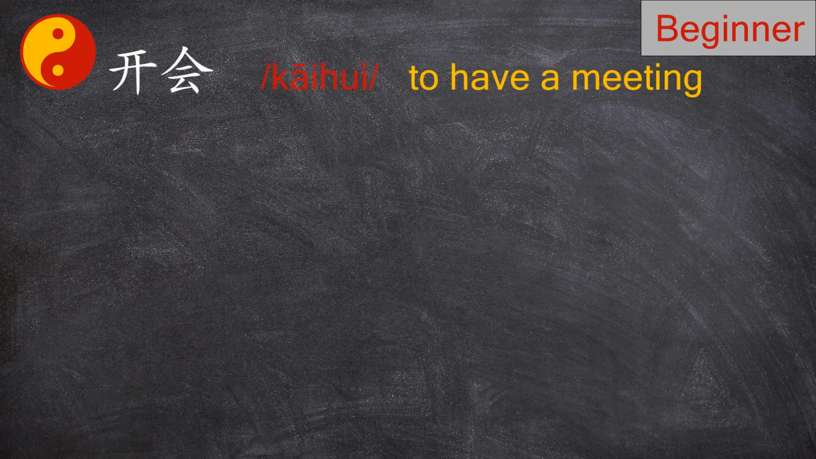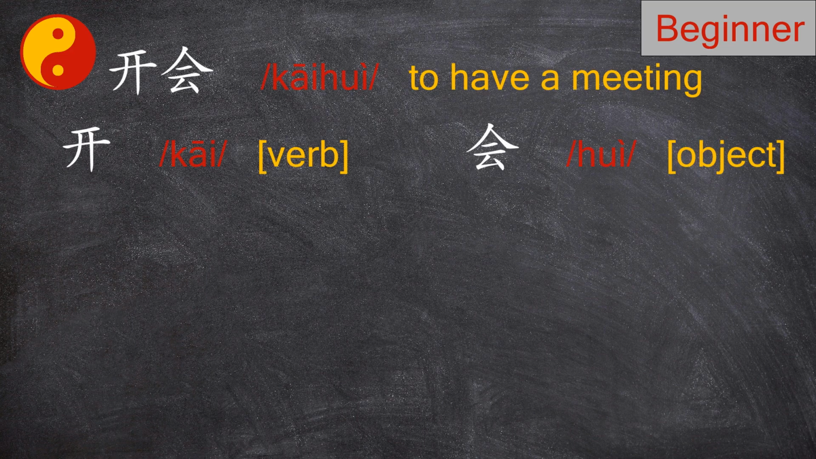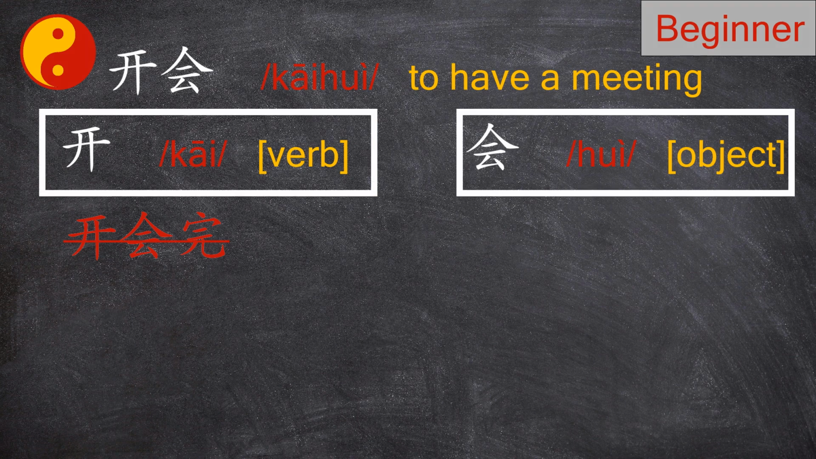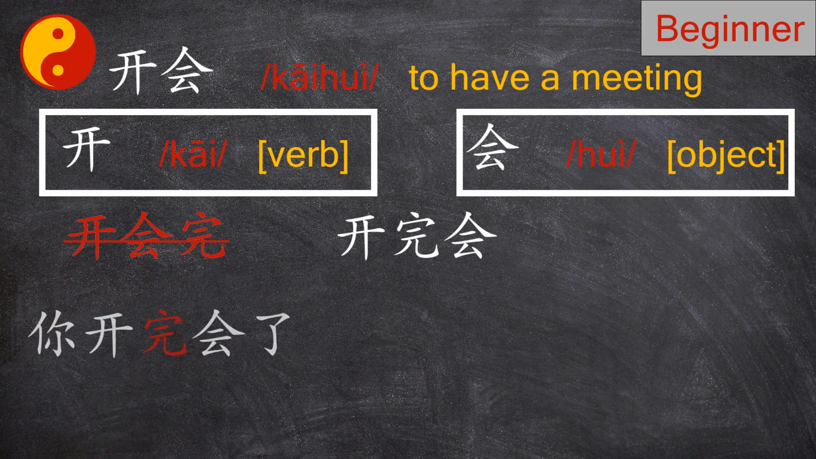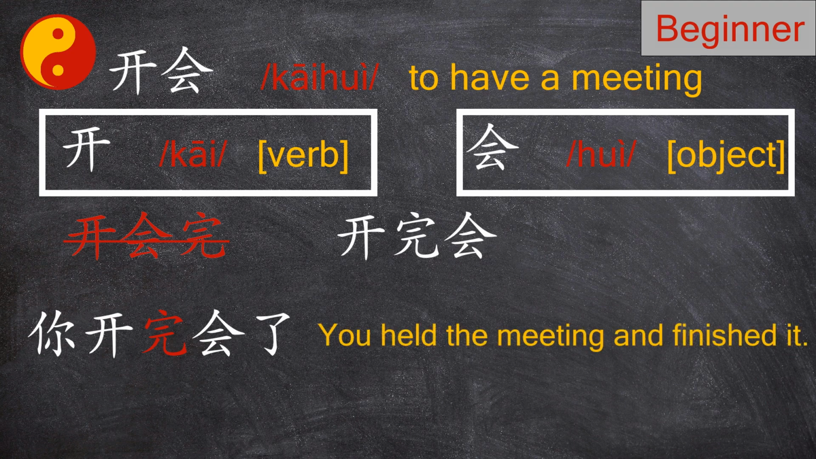开会, to have a meeting. 开 is the verb and 会 is the object. How to add 完 to 开会? Is it correct to say 开会完? No, it's incorrect. Because 开会 is a separable verb composed of 开 as a verb and 会 as an object. So 完 must be placed between 开 and 会. 开完会. 你开完会了. What does it mean? You held the meeting and finished it.